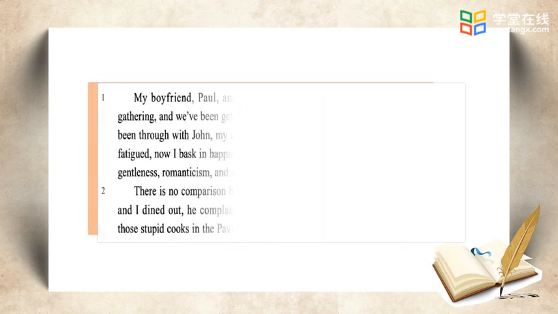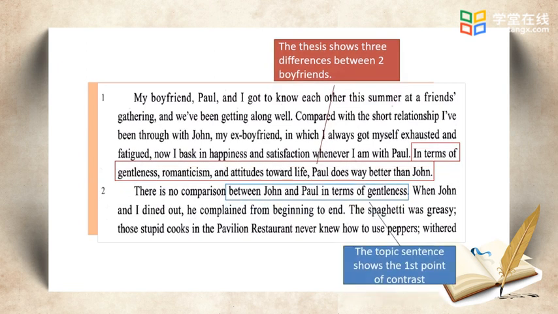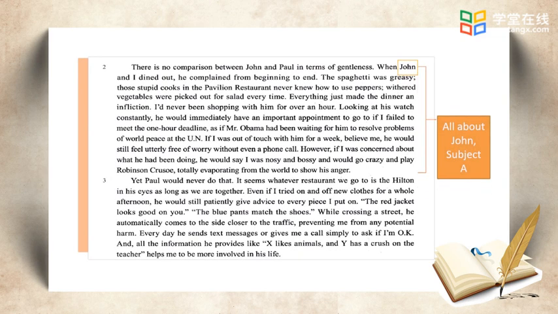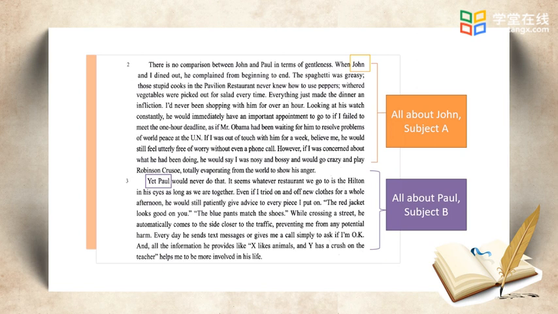The topic sentence in paragraph 2 tells us the first difference, gentleness. The rest of this paragraph is all about John, subject A. It is about how not gentle he is. Paragraph 3 is all about subject B, Paul, a gentle boyfriend. And we can see that there are 2 paragraphs for the first difference. It must be an important point in the writer's mind.